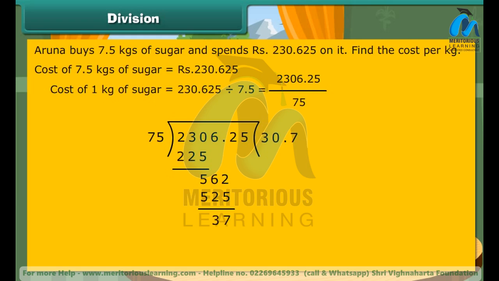37 below. Bring 5 down. The new number formed is 375. It holds 5 times 75 exactly. Write 5 to the right of 7 and 375 beneath 375. Subtract. As the difference is 0, write a cross to mark the end of the division operation. Therefore, the cost of 1 kg of sugar is rupees 30.75.